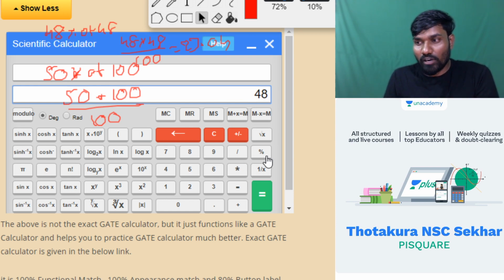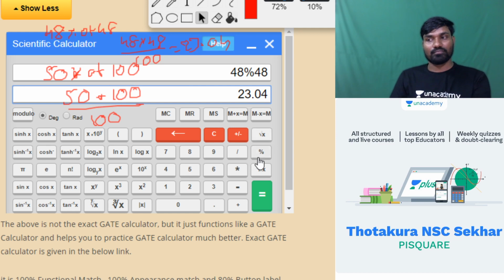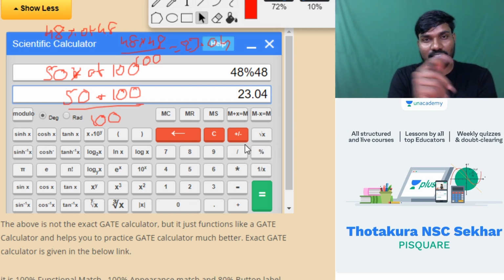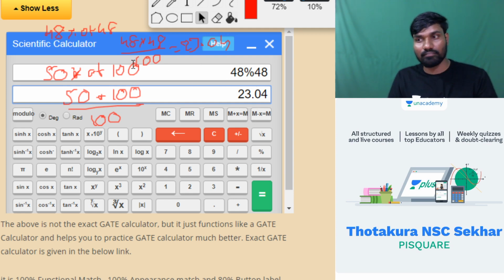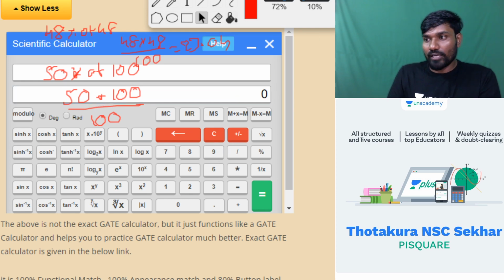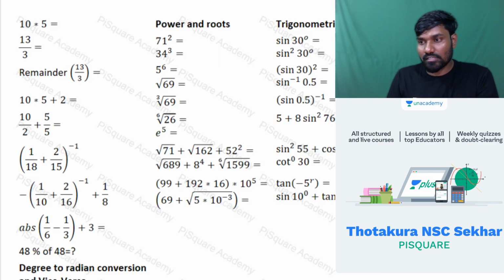Anyways, 48, hit this percent, hit 48, 23.04, that's what we got. Direct option is there. This will be very much helpful for your aptitude questions. So this entire operation, that is 48 into 48 by 100, it has performed and given the value directly. Instead of doing this, simply use this percentage. Done. Okay, I move to the next one.